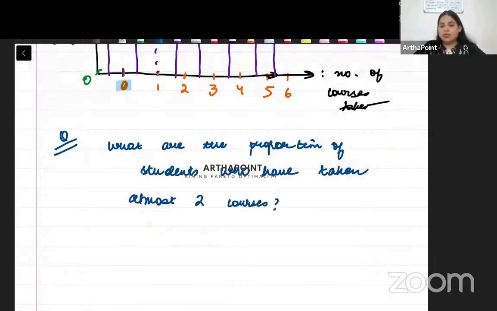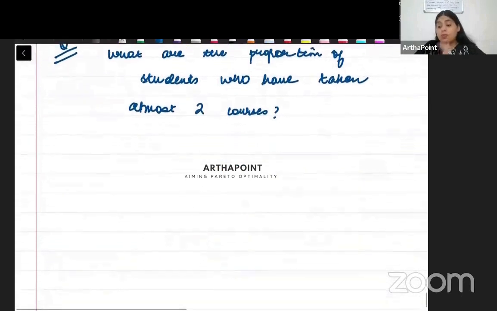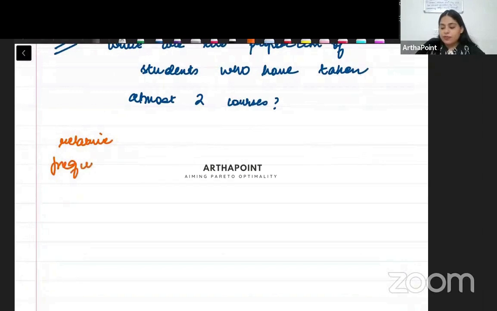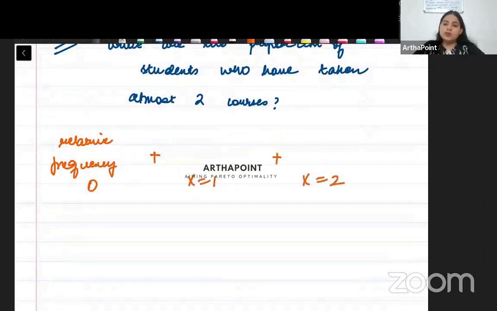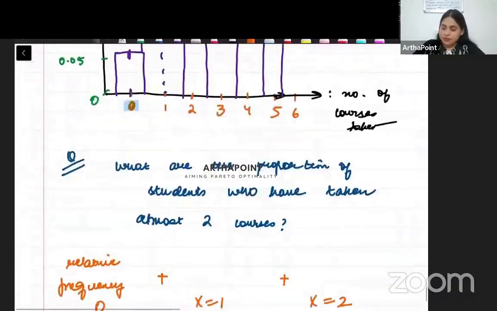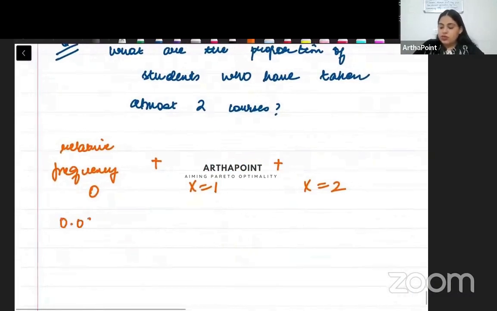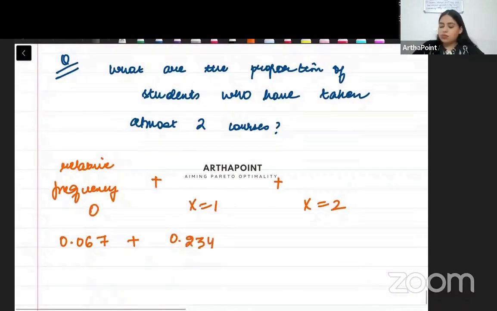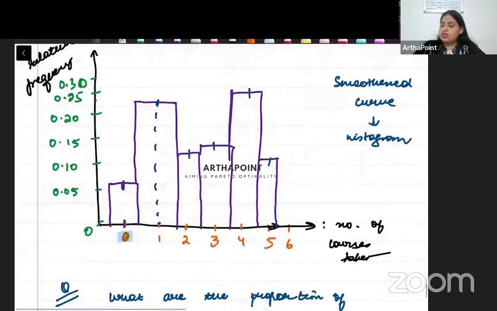वो कितने स्टूडेंट्स हैं परसेंटेज में जिन्होंने एट मोस्ट मतलब मैक्सिमम 2 कोर्स लिए हैं? इट मींस बेटा, आई वांट टू ऐड द रिलेटिव फ्रीक्वेंसी of students with 0 course, then with students who have taken 1 course and students who have taken 2 courses. So how many students took 0 courses? Beta, this is 0.067. How many took 1 course? It is 0.234. And how many took 2 courses? It is 0.126.